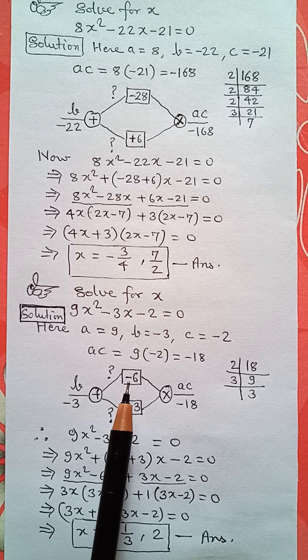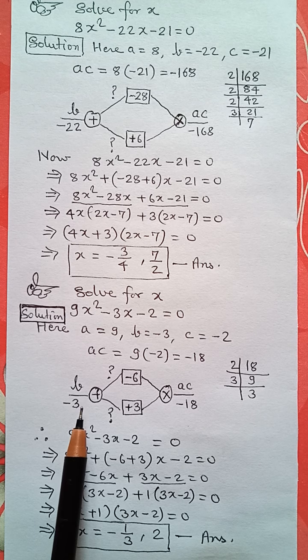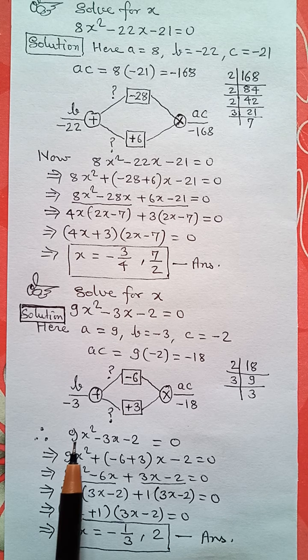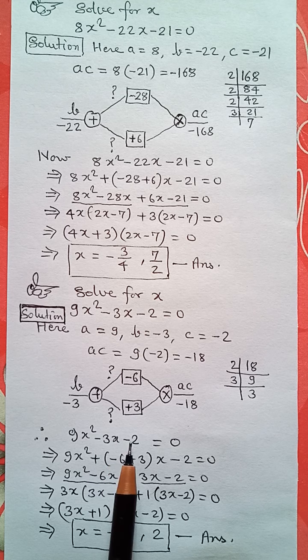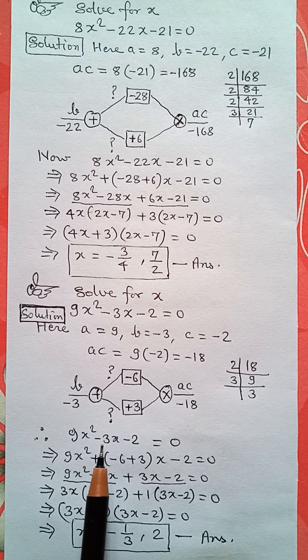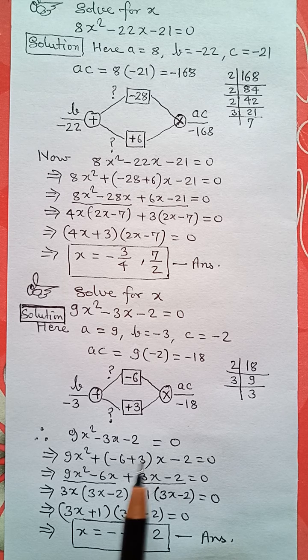If you add them, you will get minus 3. And if you multiply them, you will get minus 18. Therefore, these two numbers will work. And therefore, we can write 9x square minus 3x minus 2 is equal to 0. That means 9x square plus, and in place of minus 3, we can write minus 6 plus 3. Minus 6 plus 3 times x minus 2 is equal to 0. Now opening the bracket, we have 9x square minus 6x plus 3x minus 2 is equal to 0.